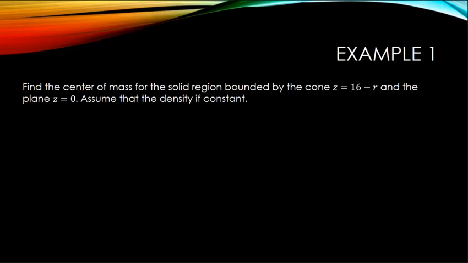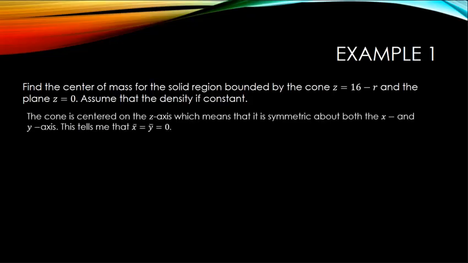Now I'm going to look for some opportunities to perhaps use symmetry. The cone is centered on the z-axis. This means that it will be symmetric about both the x and y axes. This tells me that x bar is equal to y bar is equal to 0, so that all I have to do here is compute z bar.